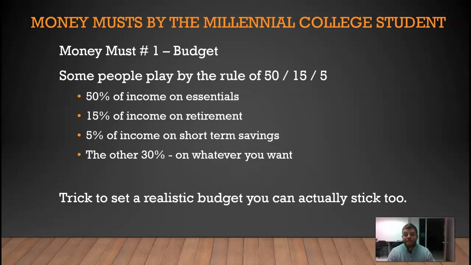If your essentials cost more than 50% of your income, then you need to take away from that miscellaneous. Try to keep that retirement and short-term savings money still being put away. And then eventually, if your percentage of income on essentials is so high, then you really need to start looking at, how do I either make more money or cut some of my costs?